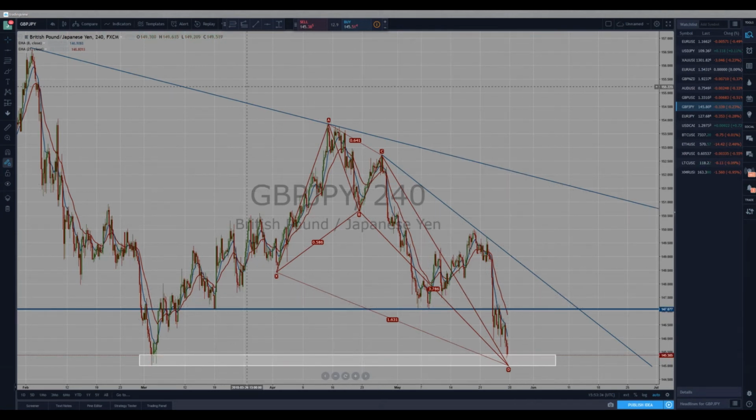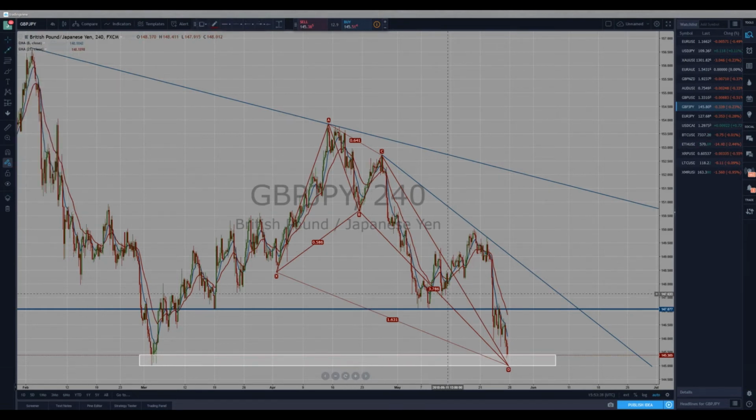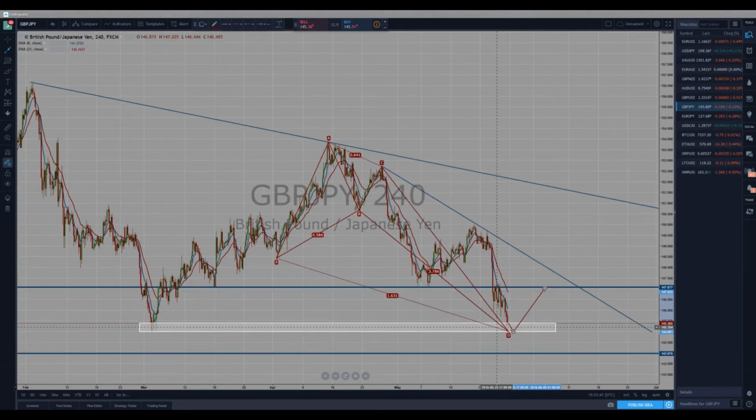So our options with GJ: since I didn't draw any arrows, we're looking for the completion of the crab pattern. If it does break below the zone, we're looking for a retest and then a continuation down to here, in which case we could see bullish momentum off of that. And if it does break below here, then we'd be looking for a continuation down.